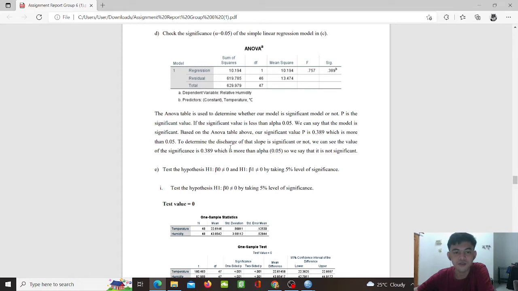To determine whether the slope is significant or not, we can see that the value of the significance is 0.359, which is more than alpha 0.05. So we can say that it is not significant.